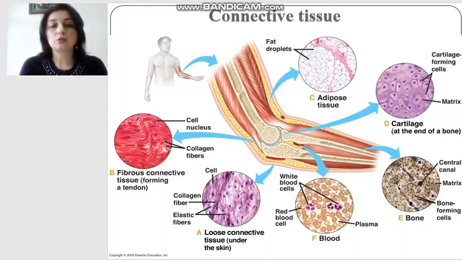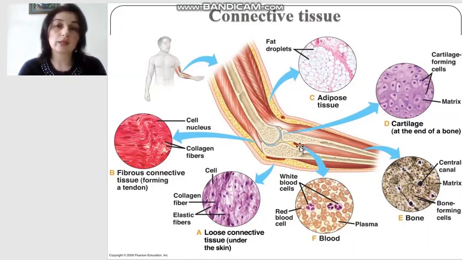If we look at the arm, for example, here we can find the bone, which forms the skeleton, that is the bone tissue. Then cartilage, which covers the bone's articular surfaces of joints. Pay attention, that is cartilage. Then here we can see adipose tissue under the skin. Then we can find tendons, which join the muscle to the bone.